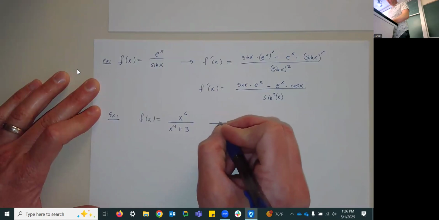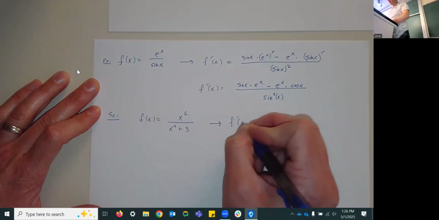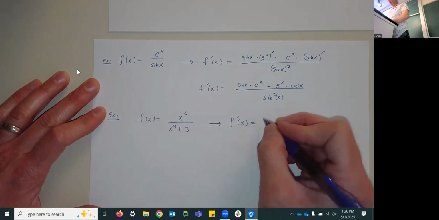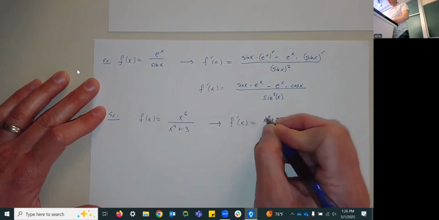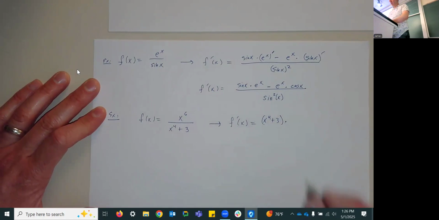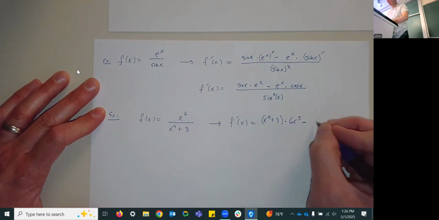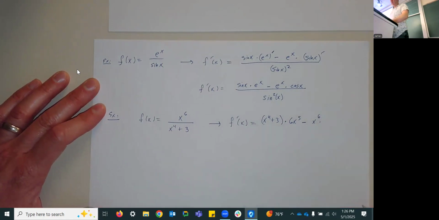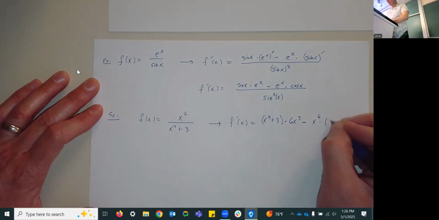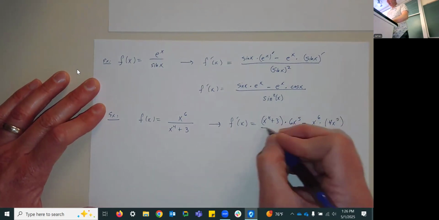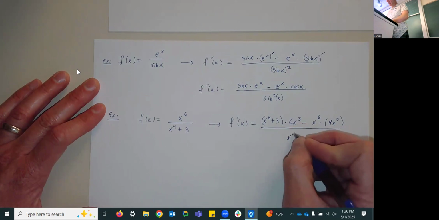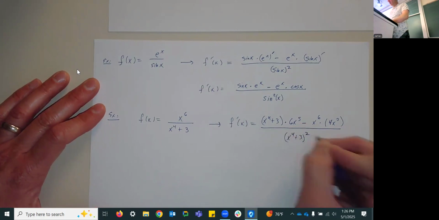So here, when we take the derivative using the quotient rule, it's going to be the bottom, x to the fourth plus 3, times the derivative of the top, which is 6x to the fifth, minus the top, which is x to the sixth, times the derivative of the bottom, which is 4x cubed. It probably didn't need parentheses there, but that's all right. All divided by x to the fourth plus 3 squared.